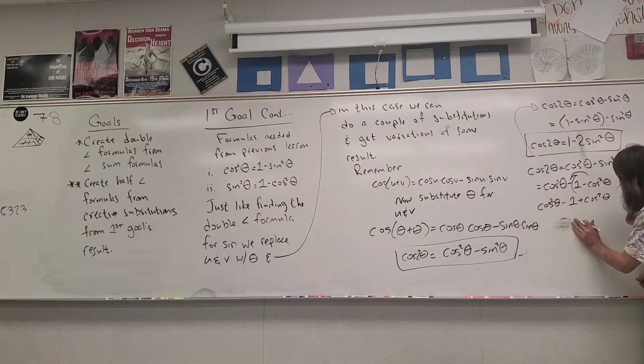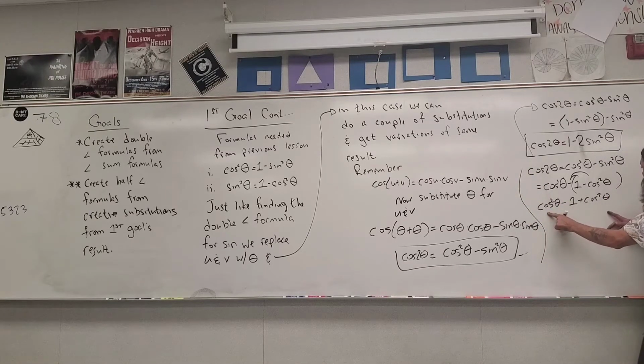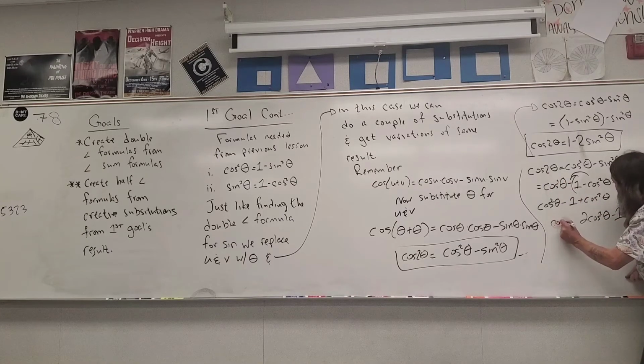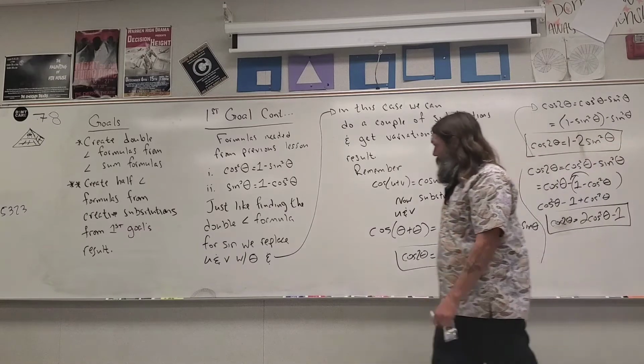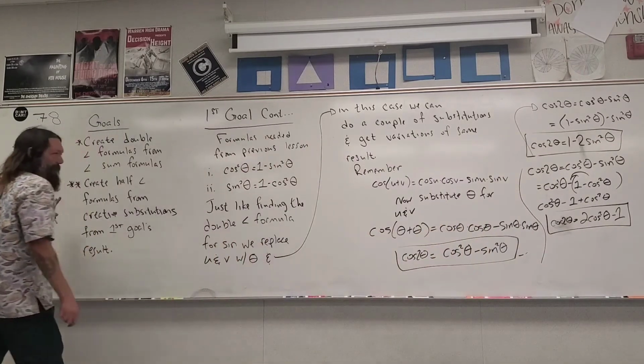Let me make some room here. All right. I don't want to get these confused. So I have 2 cosine squared thetas minus 1, and that is equal to my cosine of 2 theta. So this is the third version of my double angle formula. And I need these 2 formulas to accomplish my last goal.